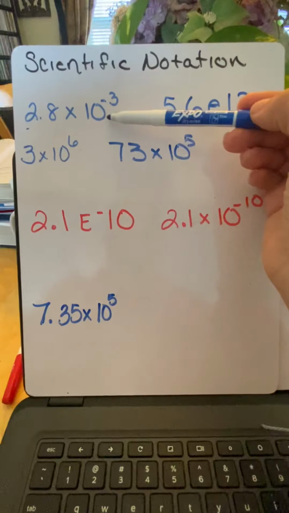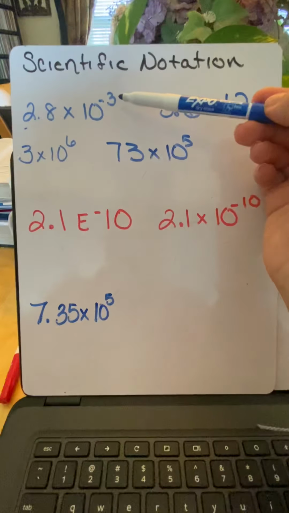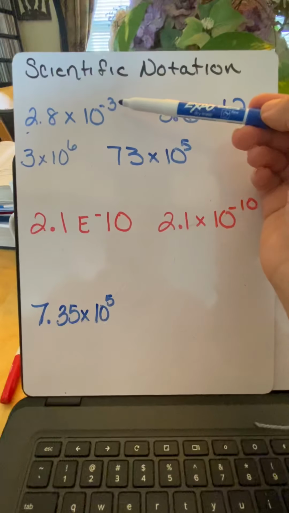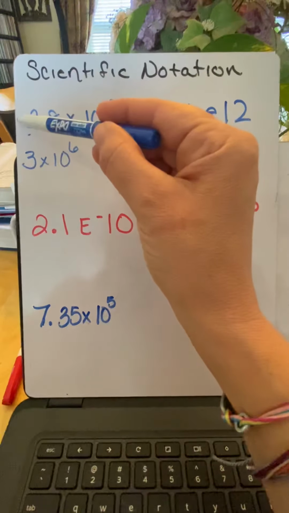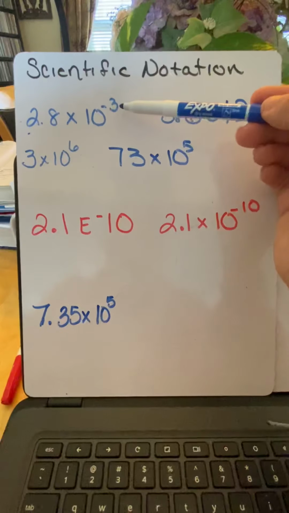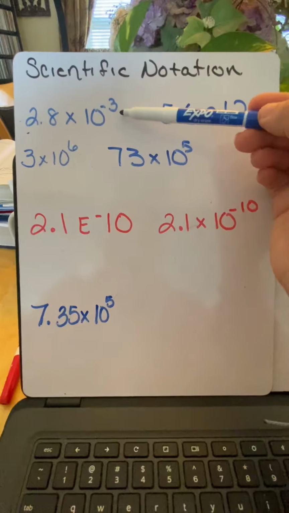This is always a power of 10. If the power is negative, the number is going to become smaller. It's a number between 0 and 1. Okay, the number could be negative, but the negative sign would be in front of here. This does not tell you the number is negative. It's just telling you that you're going to make the number smaller.